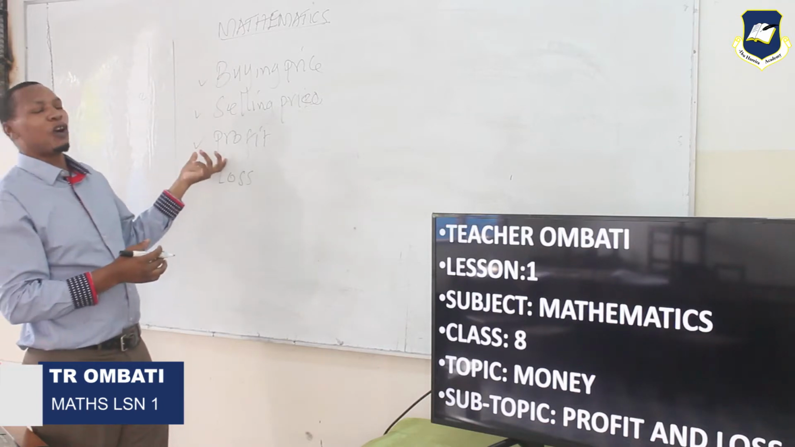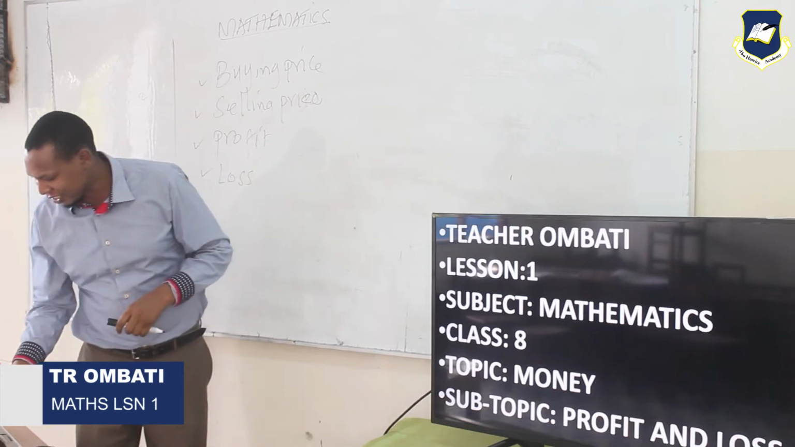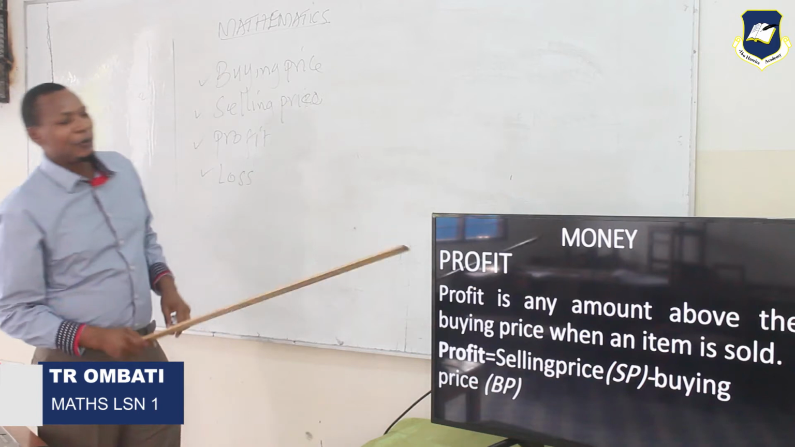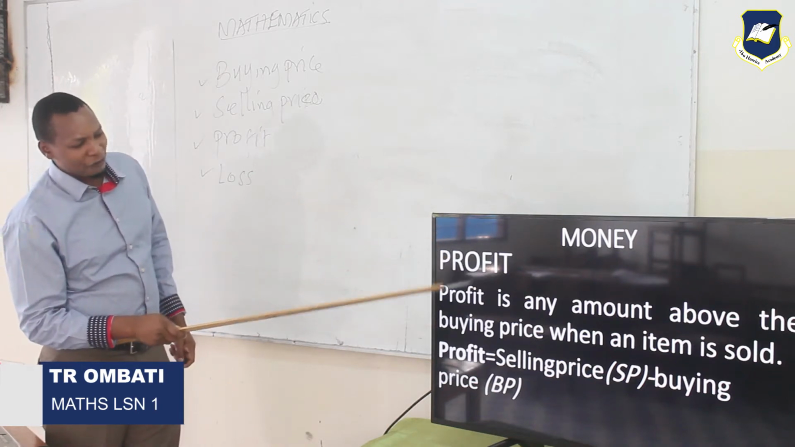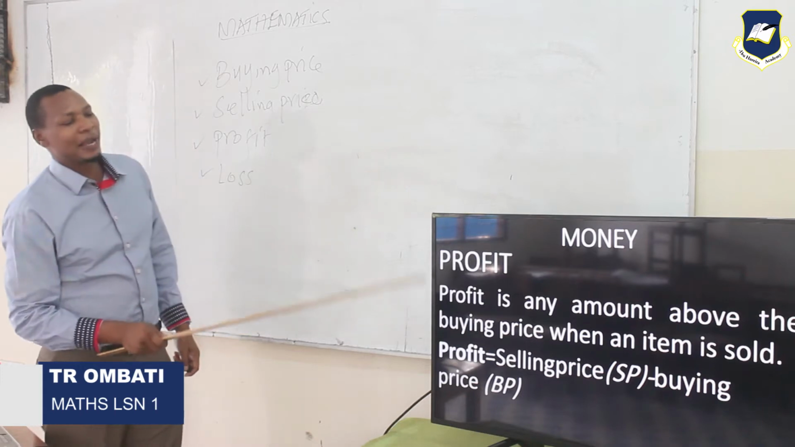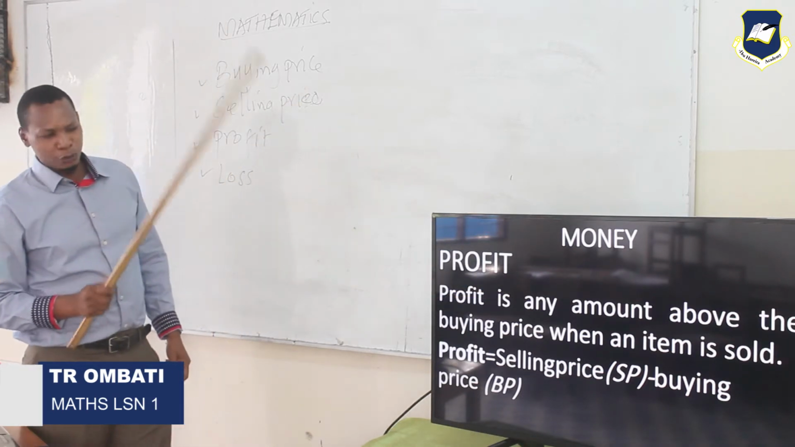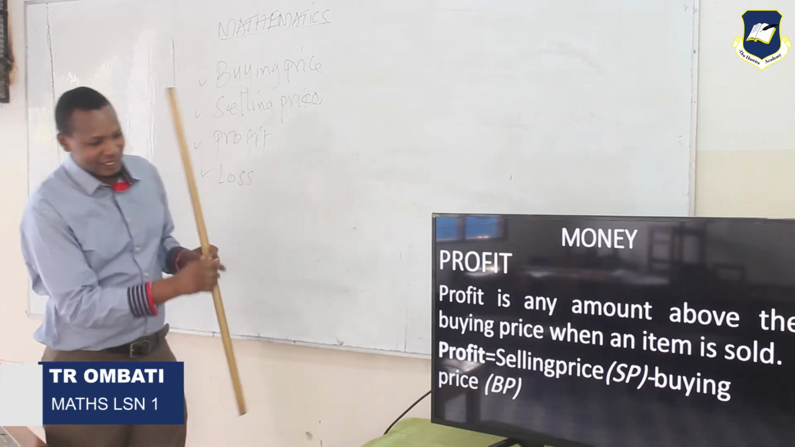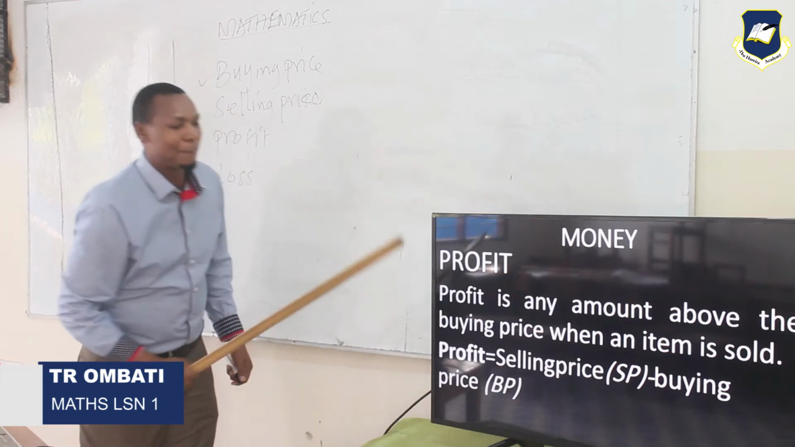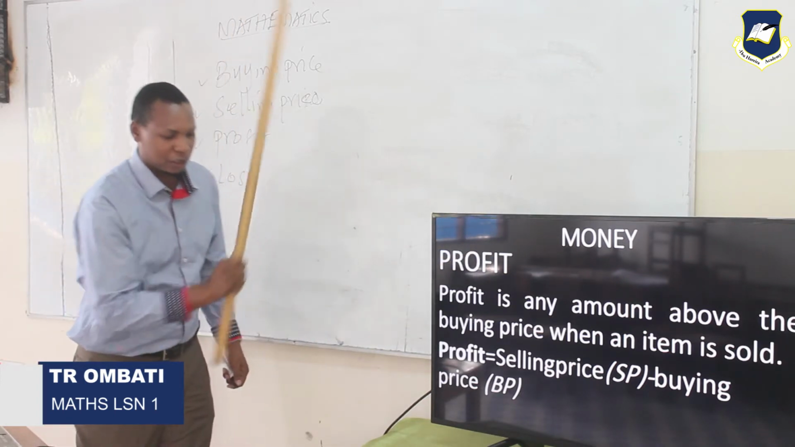Then we have the profit. We want to see what the profit is. So we have the word profit here. When we talk of the profit, profit is an amount above the buying price when an item is sold. So that's what we need to understand. Profit is an amount above the buying price when an item is sold.